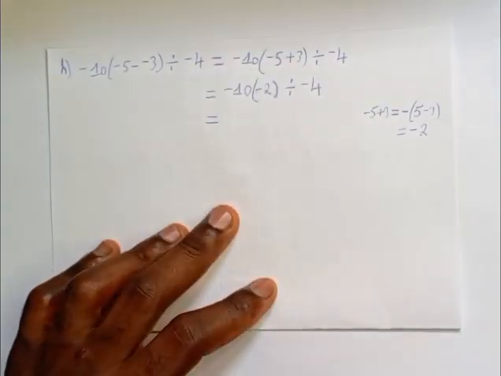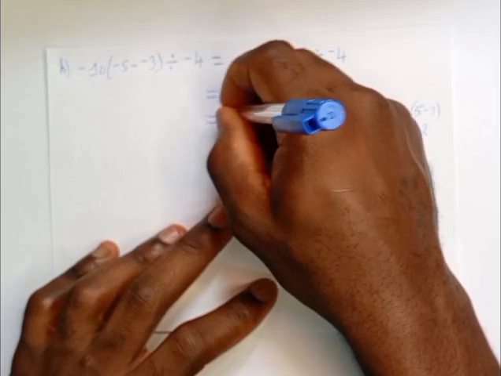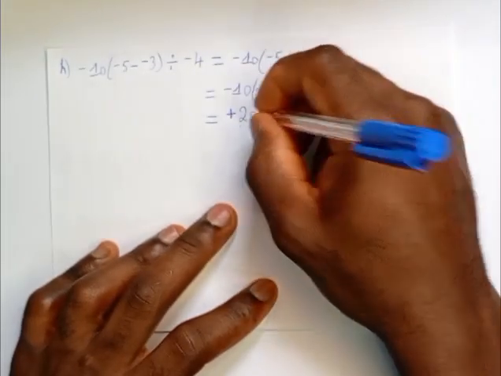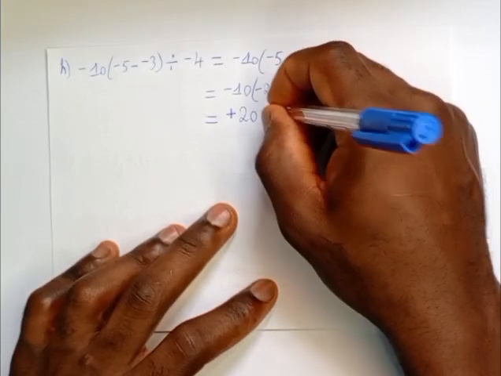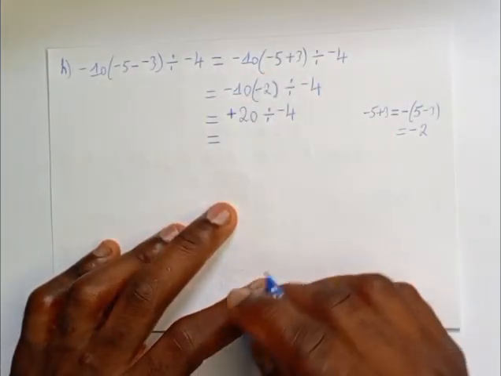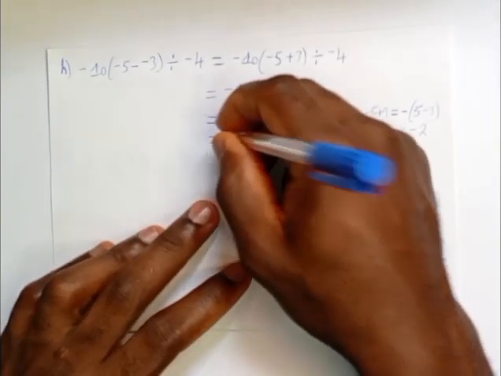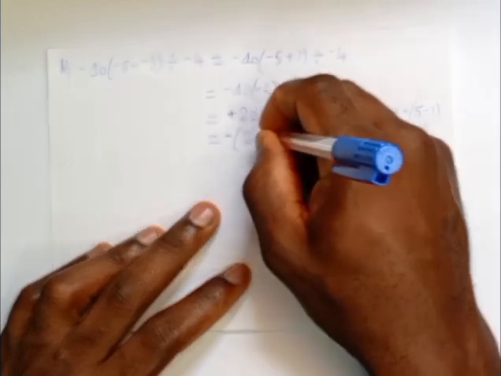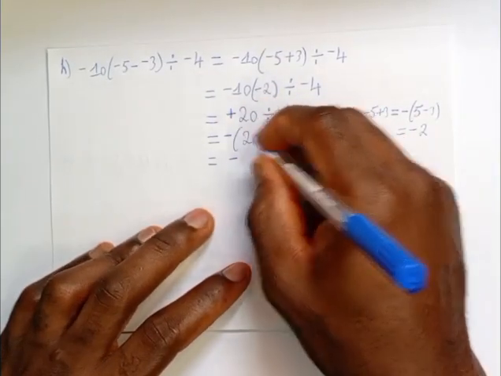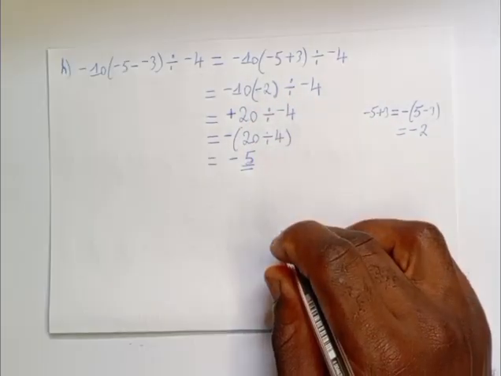This will be equal to negative 10 times negative 2 gives us positive. We are multiplying two negative numbers, positive 20. Then we divide the result by negative 4. This will be equal to positive 20 divided by negative 4. The resulting sign will be negative. Then we divide the absolute values, 20 divided by 4. And this will be equal to negative, 20 divided by 4 gives us 5. The answer will be negative 5.